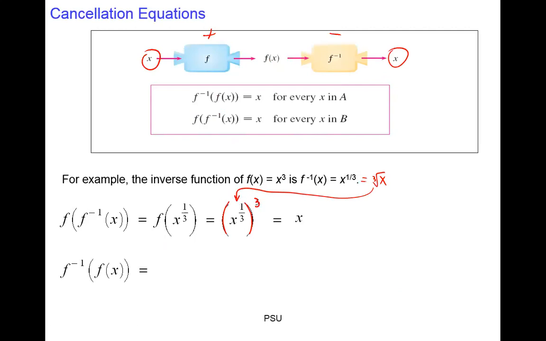Or I can do it the other way. I can start with the cube root of x, and inside put the original function x cubed. Of course they cancel out. Any function and its inverse compounded this way will result in x.